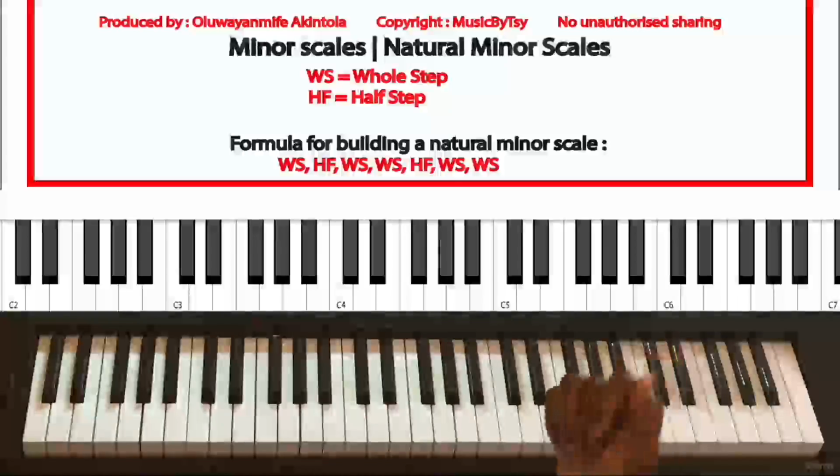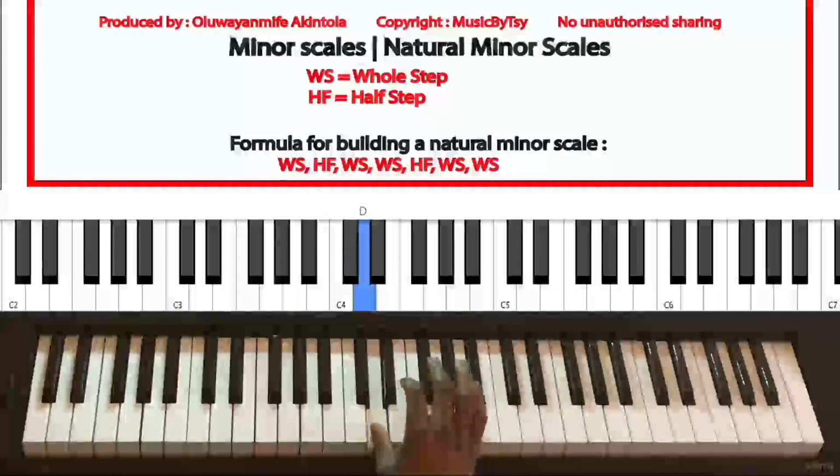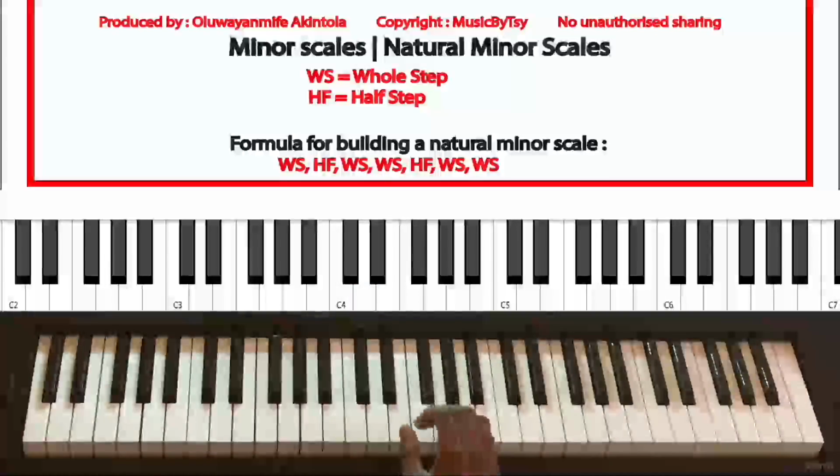So let's say we want to build the D natural minor scale. In order to do that, the first thing that we can do is find the relative major scale that is related to the D natural minor scale. That is, we can find the major scale that is related to the D natural minor scale. And once we've found that major scale, then all we need to do is just play that major scale starting from the key of D and finishing at the key of D.